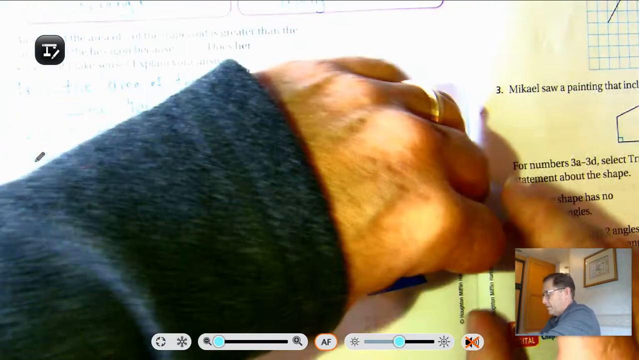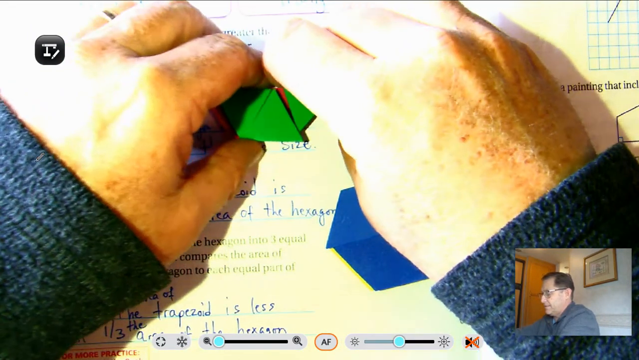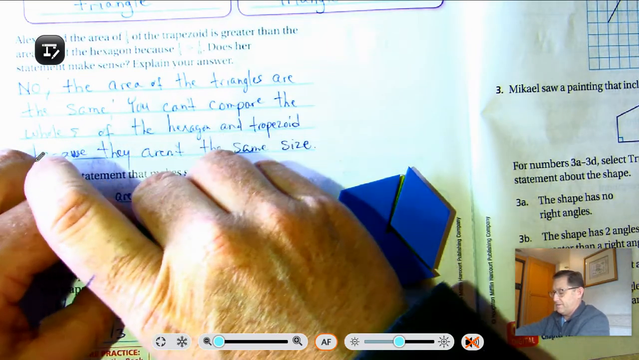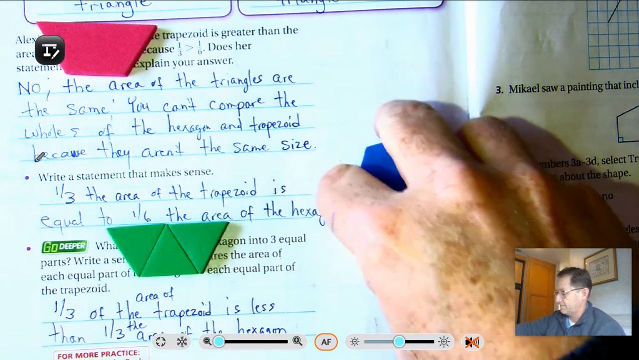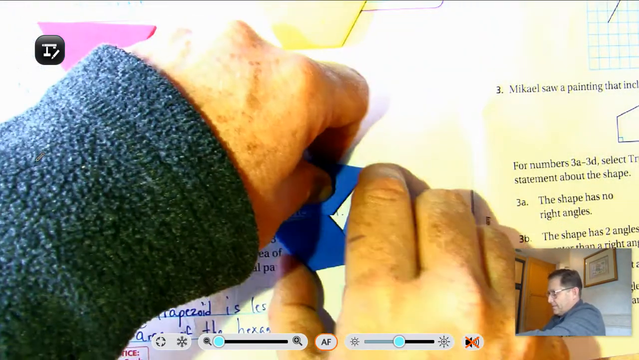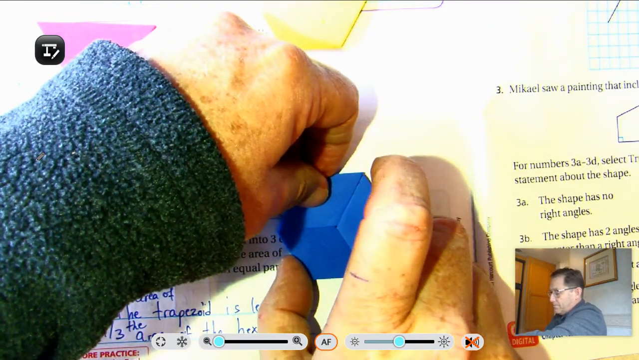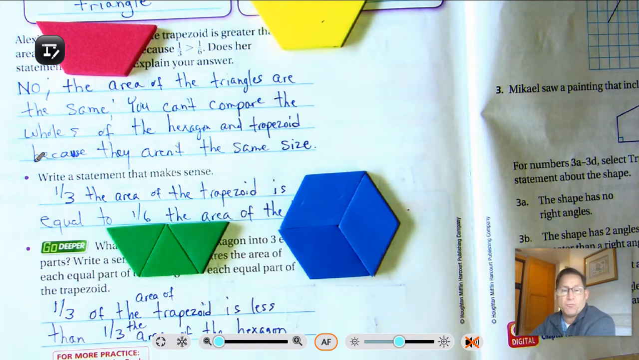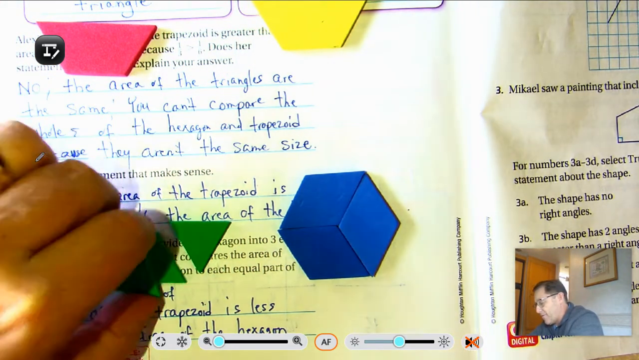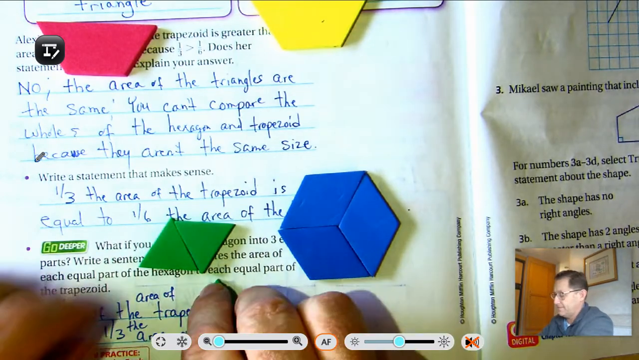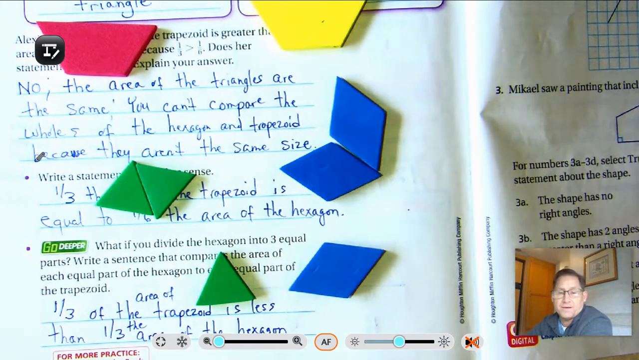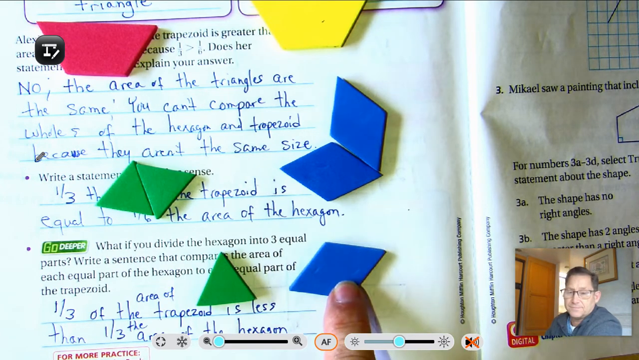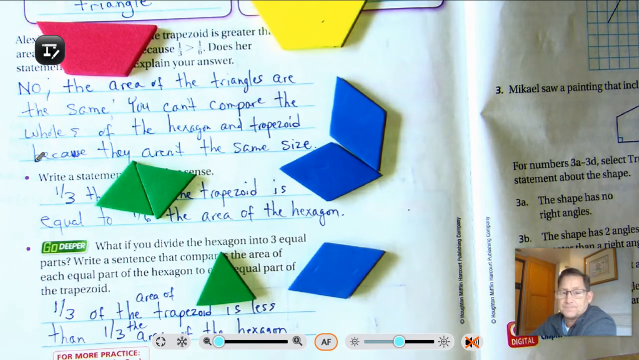Okay, so again, what is that last question asking us? It's saying, let's compare a trapezoid that's been broken into 3 parts versus a hexagon that's been broken into 6 parts, but we're only comparing each equal part. So we're basically comparing 1/3 of the trapezoid to a third of the hexagon. It's twice as big, right? Okay.